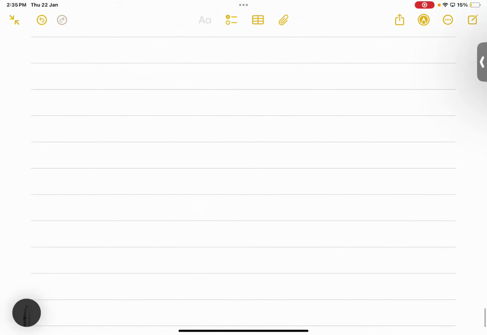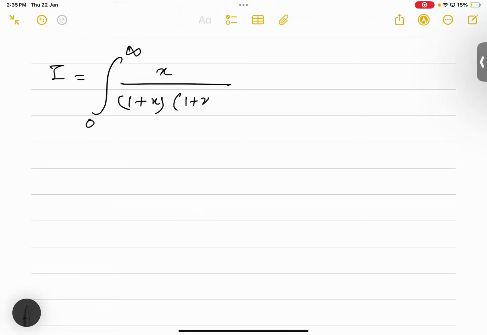Next one. 0 to infinity, x upon 1 plus x, 1 plus x square. Come on, tell me how to solve this. This can be solved using partial fractions. Which category is this? Linear and quadratic. Okay. Right? Yeah. So should we give a start to that?